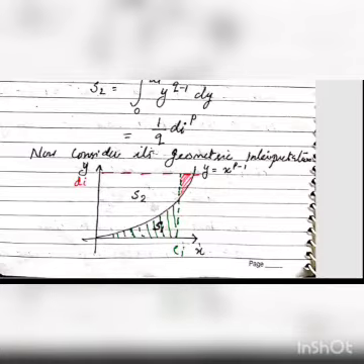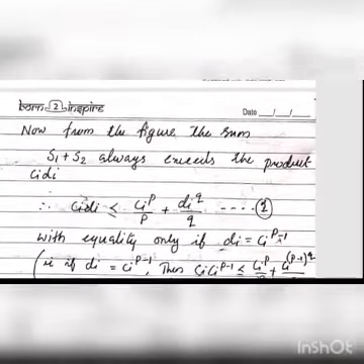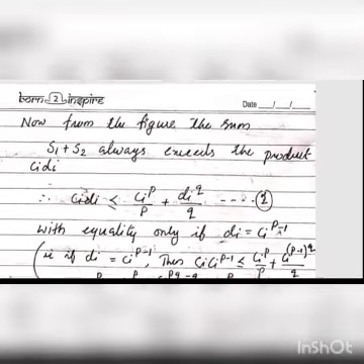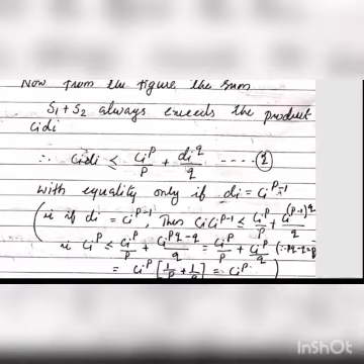Now taking these two areas, the summation S1 plus S2 has some excess amount, that is, this red shaded region is extra. So by geometric interpretation we will get S1 plus S2 always exceeds the product c_i d_i. That is, c_i d_i is less than or equal to c_i raised to P by P plus d_i raised to Q by Q. So we have proved this inequality.